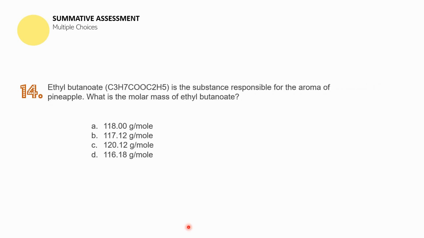Number 14, ethyl butanoate, or C3H7COOC2H5, is a substance responsible for the aroma of pineapple. What is the molar mass of ethyl butanoate? A, 118 grams per mole. B, 117.12 grams per mole. C, 120.12 grams per mole. Or D, 116.18 grams per mole.